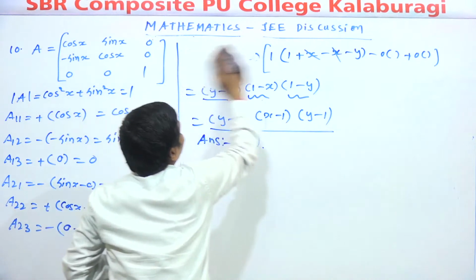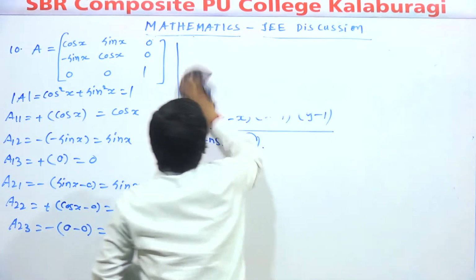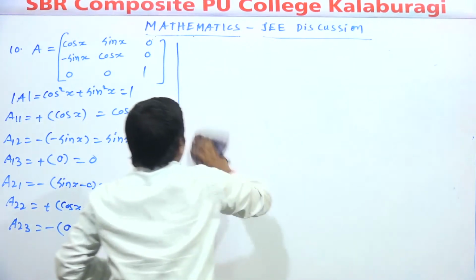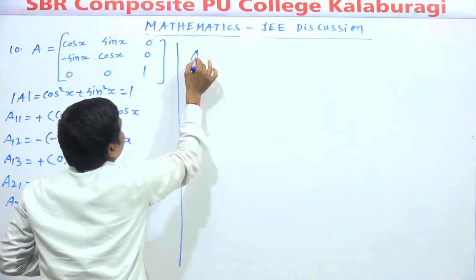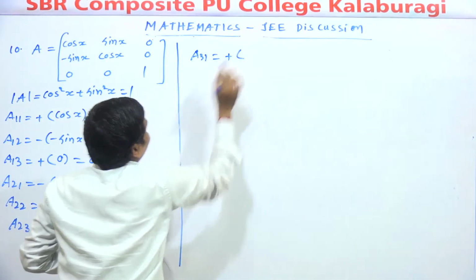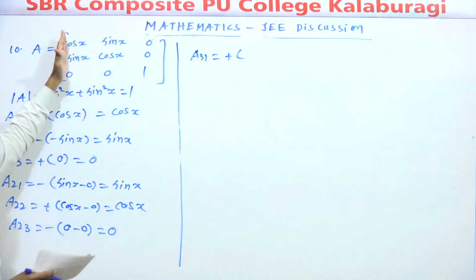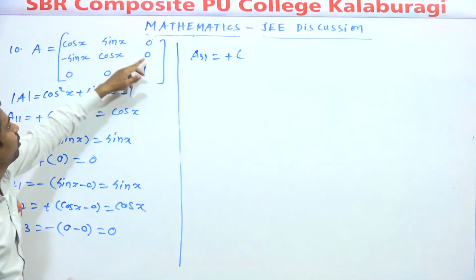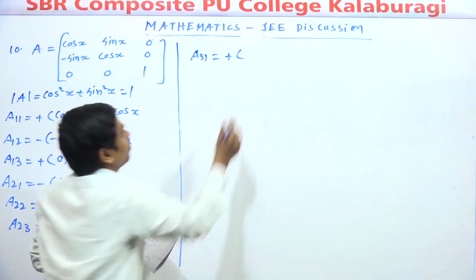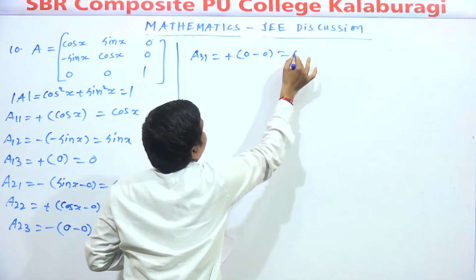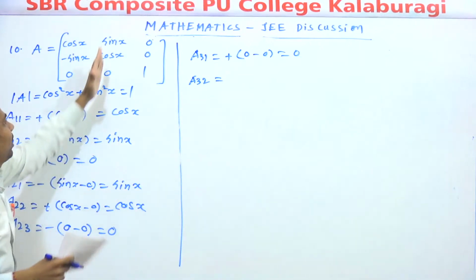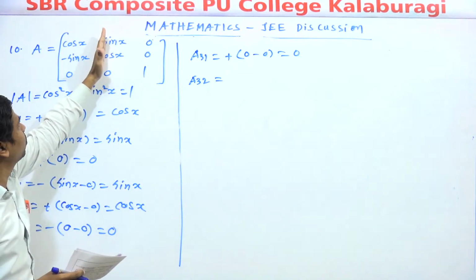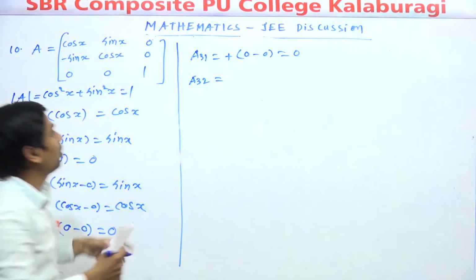Next A31, A32, A33. A31, plus, third row, first column suppressed: 0 minus 0 is 0. A32, third row, second column suppressed: 0 minus 0 is 0.